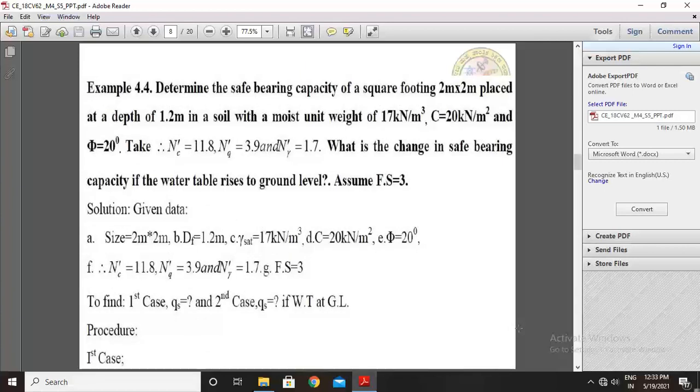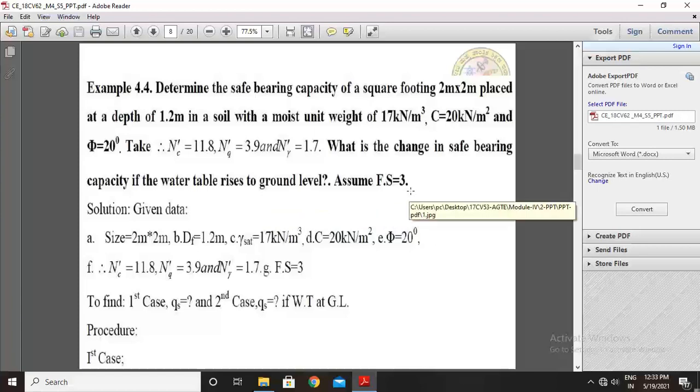Next problem. Determine the safe bearing capacity of a square footing 2 meter by 2 meter placed at a depth of 1.2 meter in a soil with a moist unit weight of 17 kilonewton per cubic meter. C is 20 kilonewton per meter square and phi is 20 degree. Take NC dash equal to 11.8, NQ dash equal to 3.9 and N gamma dash equal to 1.7. What is the change in safe bearing capacity if the water table rises to ground level? Assume factor of safety equal to 3.